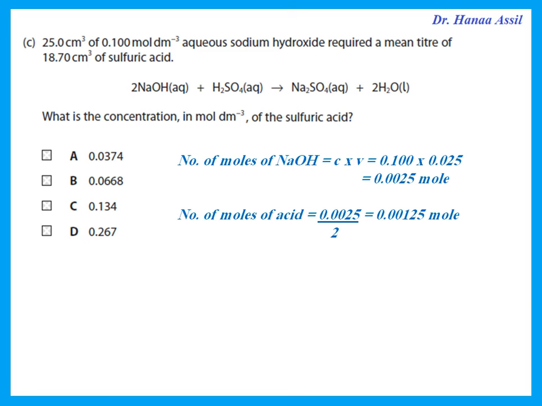Now I can get what he's asking for. What is he asking for? Concentration. Concentration of the acid is number of moles over volume. The volume, again, he says it's 18.7. Please divide by 1,000 before you put it into the equation. This gives me this concentration in B.